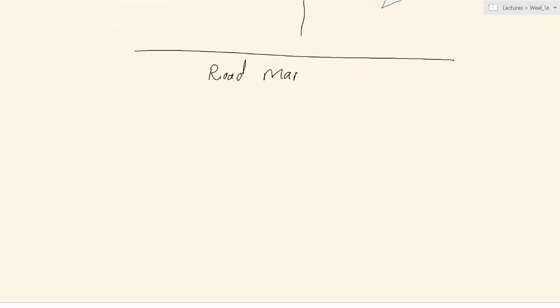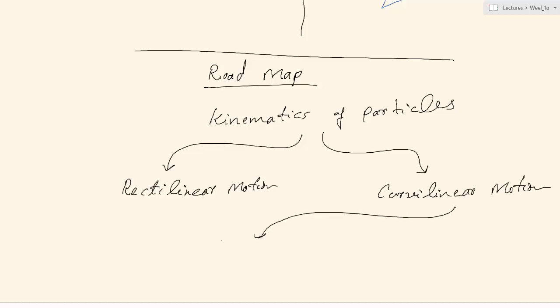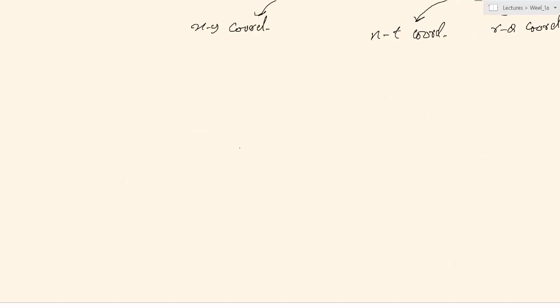Our roadmap is such that we will begin our study of dynamics by discussing the kinematics of a particle, that is, rectilinear or straight line motion. Then we will study curvilinear motion in three different coordinate systems, such as the Cartesian coordinate system, normal tangential coordinate system, and finally the polar coordinate system. Recall that a particle has a mass but negligible size and shape. Now let me introduce some basic terms that will be frequently used during the analysis of moving objects.